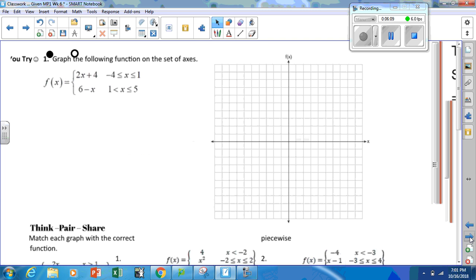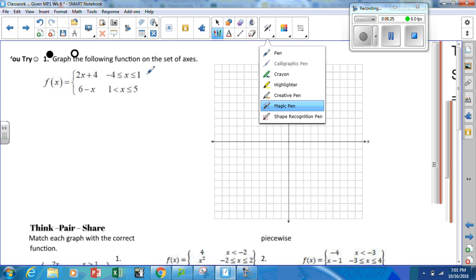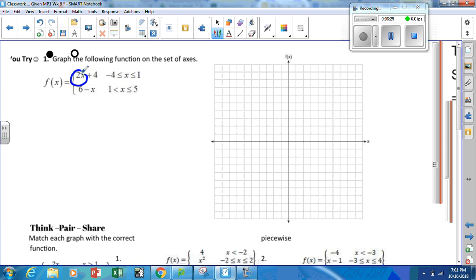All right. Let's take a look. We have 2x plus 4. We have 6 minus x. Question. Positive slope, negative slope. All right. What do you think? All right. This is a positive slope. 2x. So our slope should be going in this direction. All right. This is a negative slope. That means our slope will be going this direction.